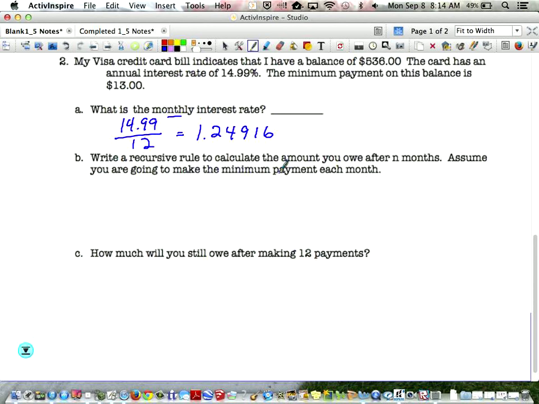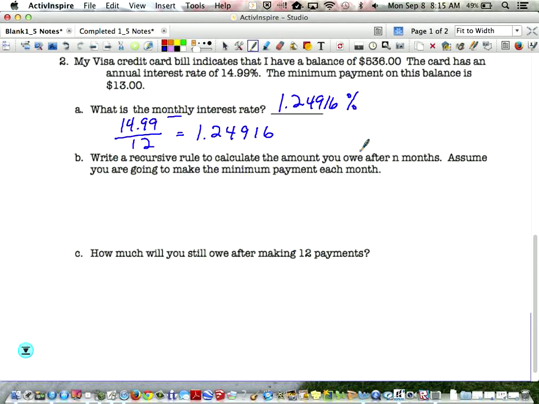If you're doing a problem like this, I would carry at least 3 decimal places, because with the money we're gonna carry 2 decimal places, so we want to be as accurate as we can. If you rounded it off to 1.25, it can make a pretty significant difference in this problem. So 1.24916%. That's how much interest they're gonna charge you per month. So on $100, they're gonna charge you about $1.25 in interest every month.